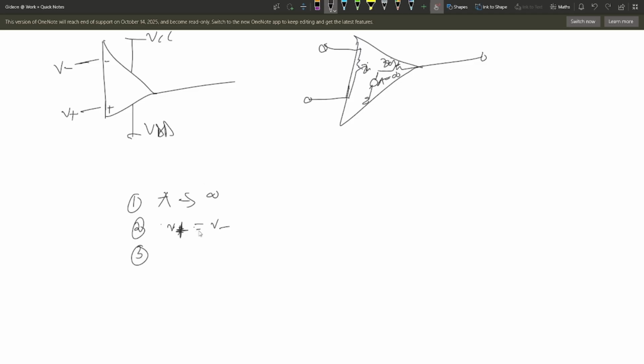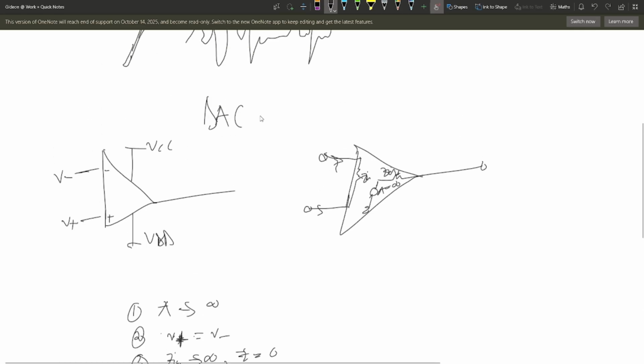Now the third assumption is that Z in, the input impedance, should also be infinite, and the output impedance should be 0. The last, which is inferred from the third one, is that the current flowing through the input terminals, that is I plus, should be 0, and I minus should also be 0. So we know that no current flows in here because the input impedance is infinite, right? So these properties are assumed for an ideal op-amp.